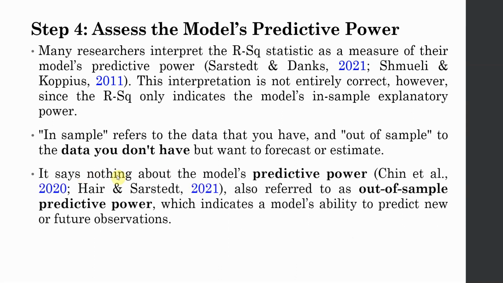It also says nothing about model predictive power, that is referred to as out-of-sample predictive power, which indicates a model's ability to predict new or future observations. So you cannot predict new and future observations based on R-square. Now the question remains, does the model have good predictive quality? Because at the end of the day, we are using these techniques for prediction.